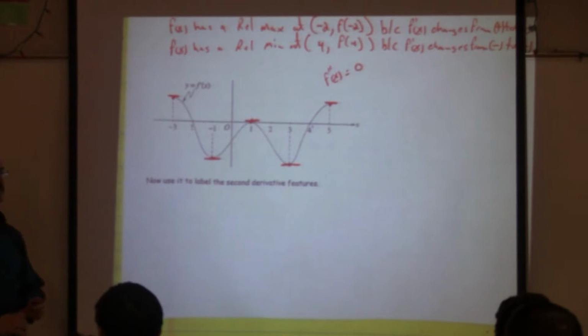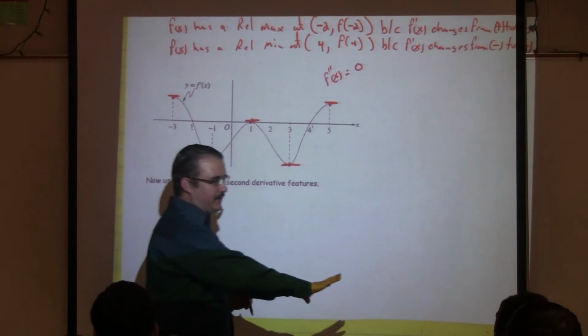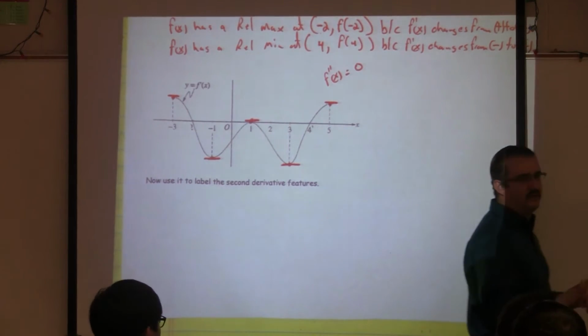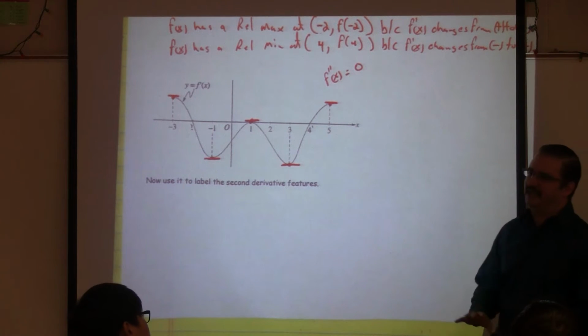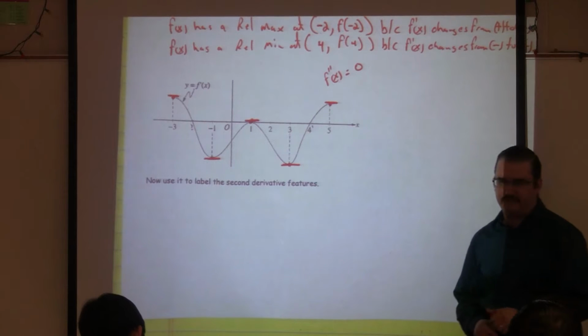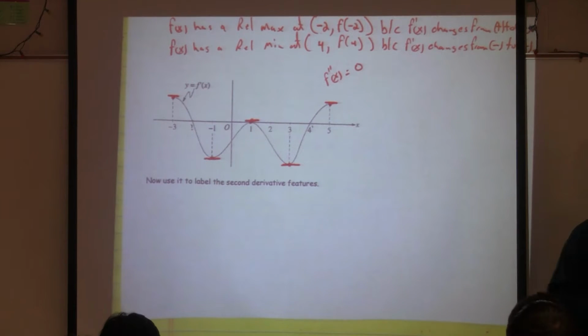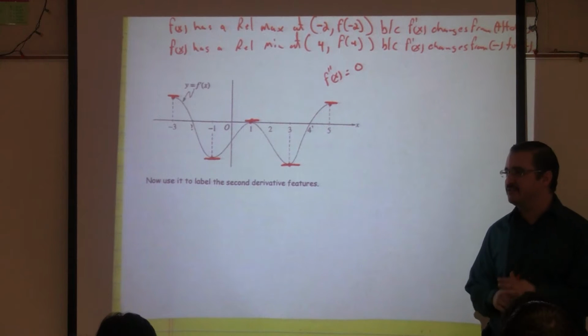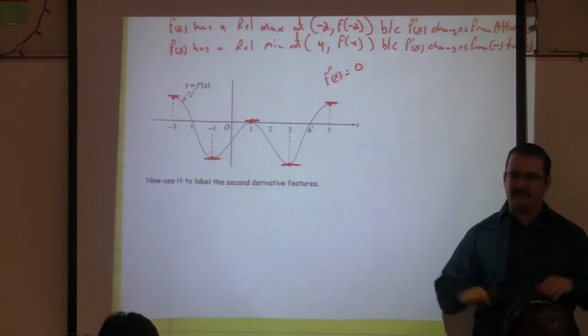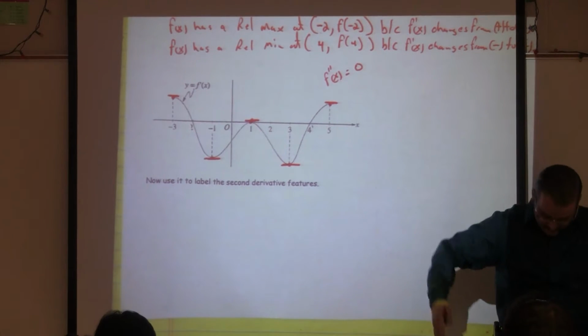Possible points of inflection, right? Just like the first ones were critical values, those were possible maxes or mins. These are also critical values, but I call them possible points of inflection because they could be where the graph changes what? Concavity. That's what a point of inflection is: where the graph changes concavity, concave up or concave down.